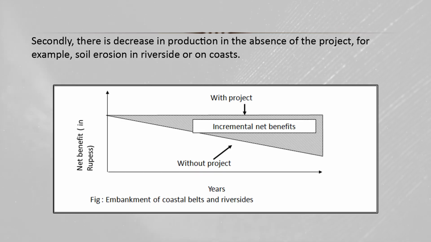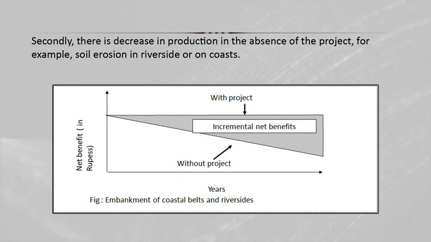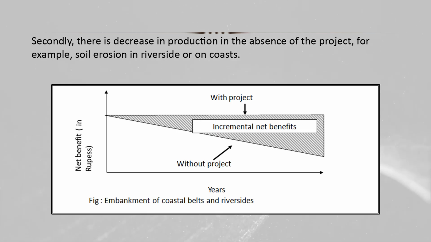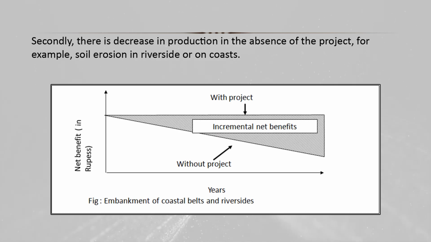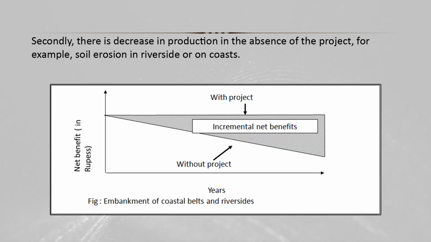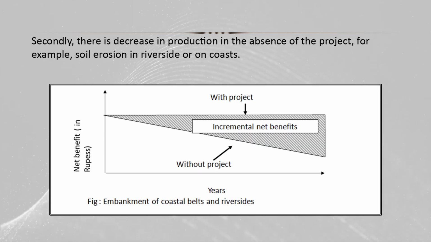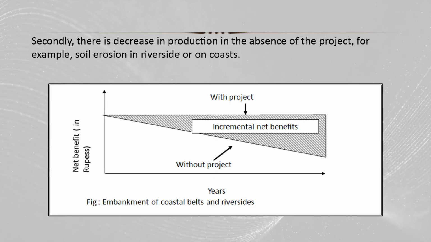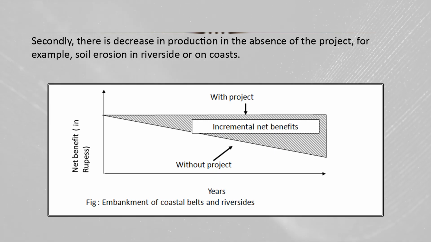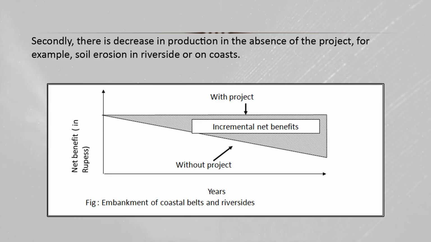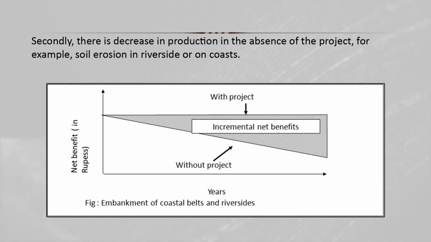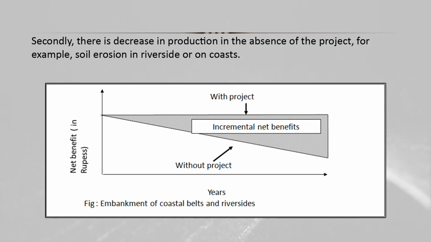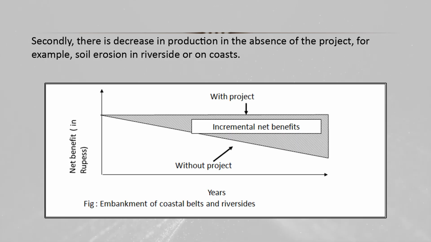And if we build an embankment on that riverside, it will reduce this soil erosion. There is no change in the production at that time. So, with the project of building the embankment in the coastal belt or riverside, there is no increase in the production, but it will stop the reduction in the production. So, such type of effect cannot be measured through the before and after project.